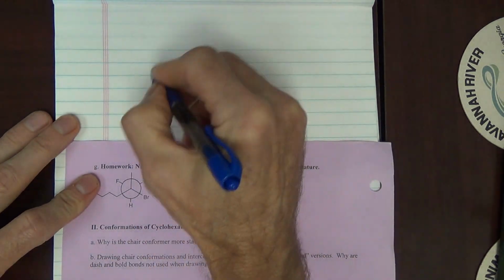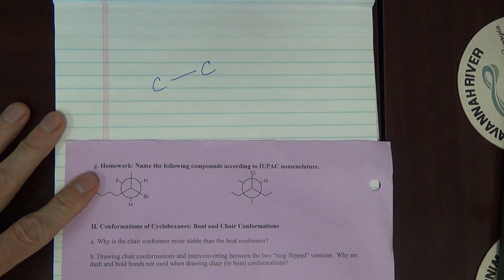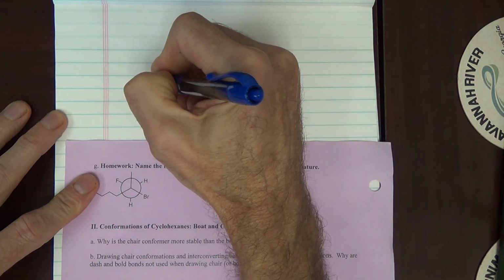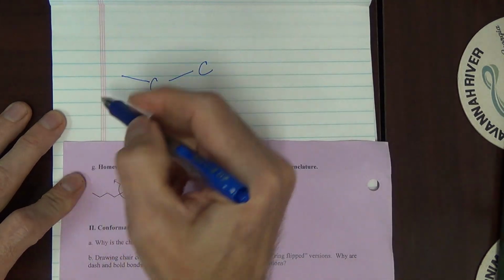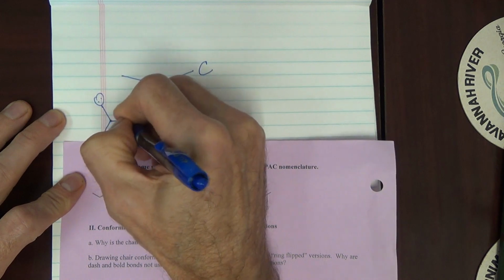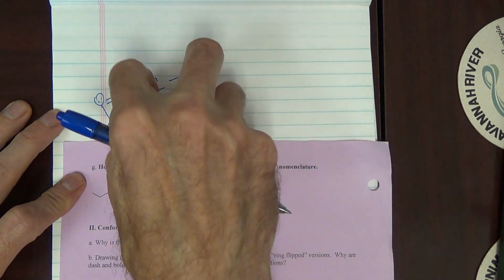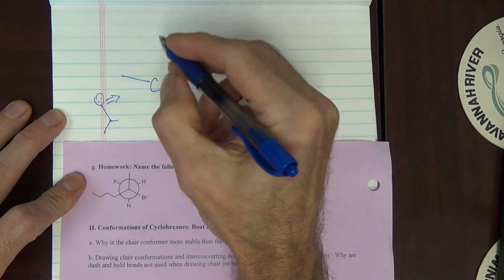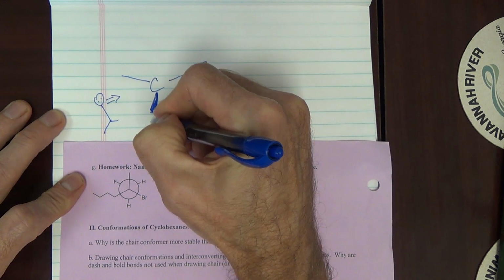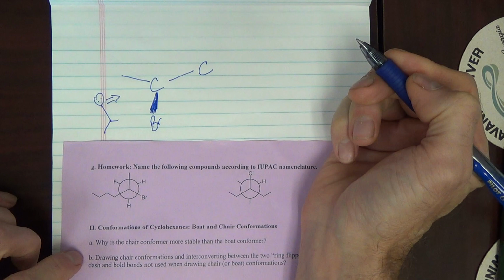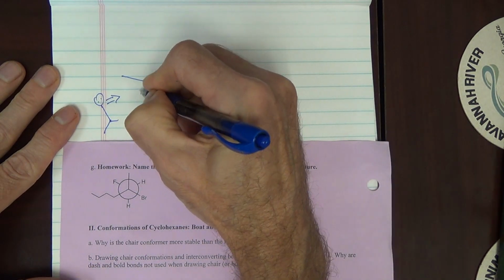I'm looking down a carbon-carbon bond. On the front carbon, I see a methyl group in the plane. I see a bromine to my right. If I'm over here and the bromine is to my right, it's going to have to be coming up off the paper, so it's going to have to be bolded. And then the butyl group is going back.